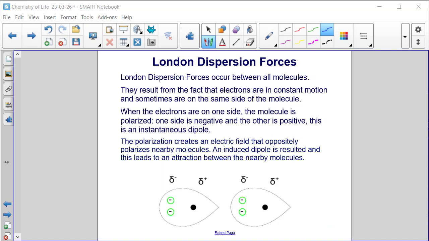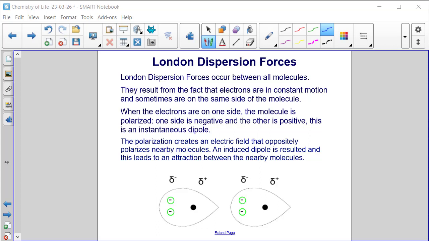London dispersion forces. London dispersion forces occur between all molecules. They result from the fact that electrons are in constant motion and sometimes are on the same side of the molecule. When the electrons are on one side, the molecule is polarized. One side is negative and the other is positive. This is an instantaneous dipole.